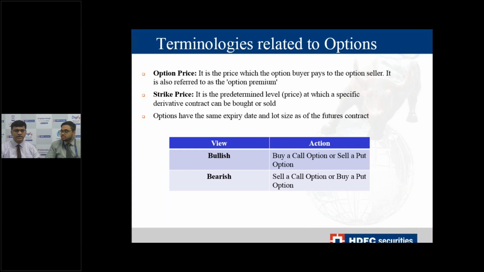So as I mentioned earlier, if you're bullish on the underlying stock, you buy a call option or you sell a put option. If you're bearish, you sell a call option or you buy a put option.